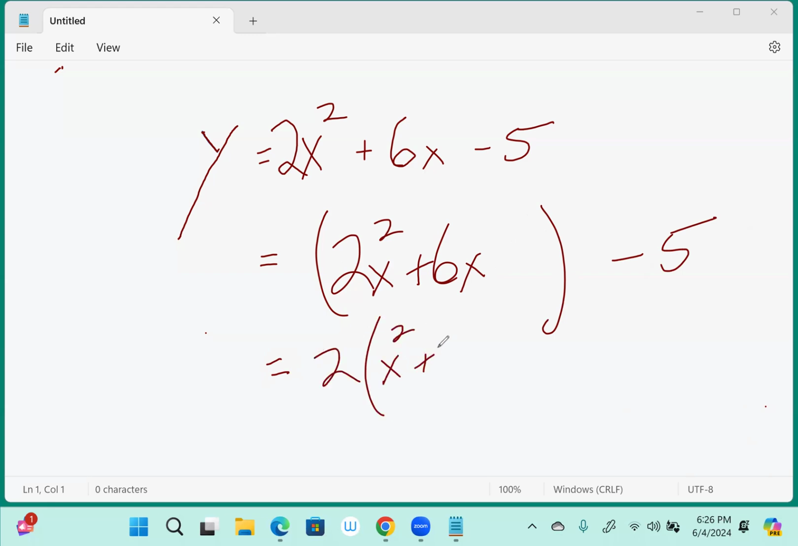You with me? And you can see that I have not changed it. If I look at the next row, it's the same thing as I get if I distribute that 2. And it's the same thing as the second row.